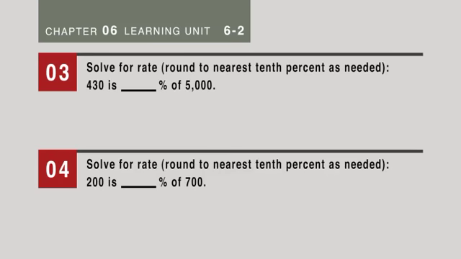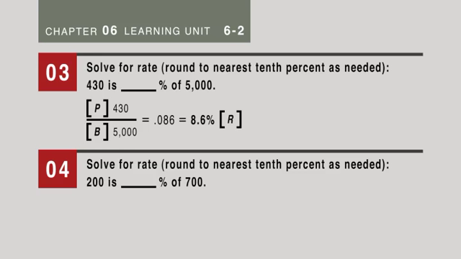Number 3, we're going to solve for the rate and round to the nearest 10th percent as needed. So the question is 430 is what percent of 5,000? Solving for the rate, we take portion and divide by the base. Our portion was 430. We divide by the base of 5,000. We get 0.086, which is 8.6%. So our rate is 8.6%.